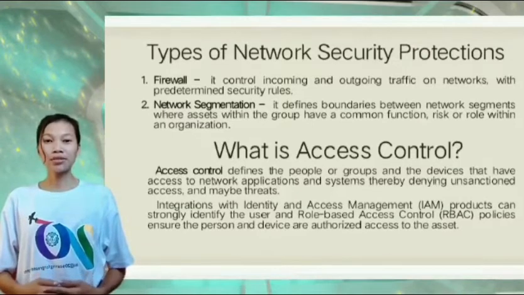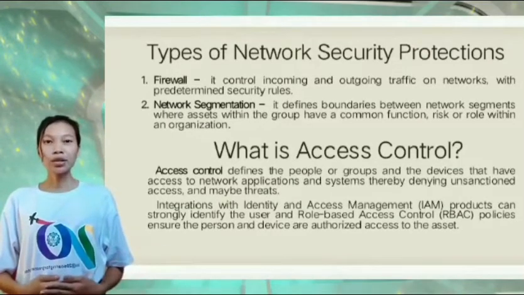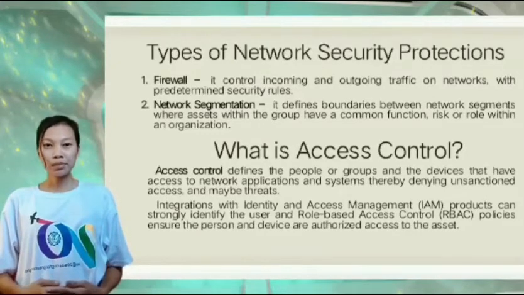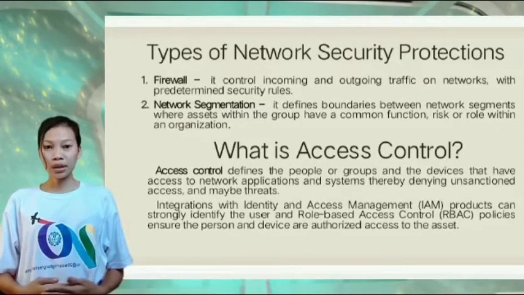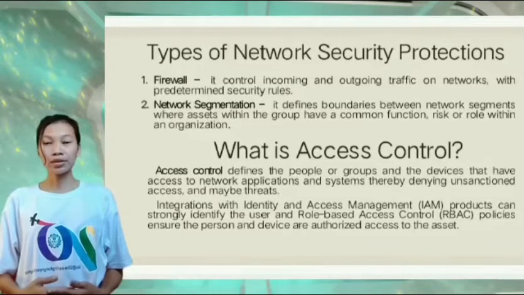Types of network security protections. The first one is the firewall. It controls incoming and outgoing traffic on the network with predetermined security rules. The second one is network segmentation. It defines boundaries between network segments where assets within the group have a common function, or roles within an organization.